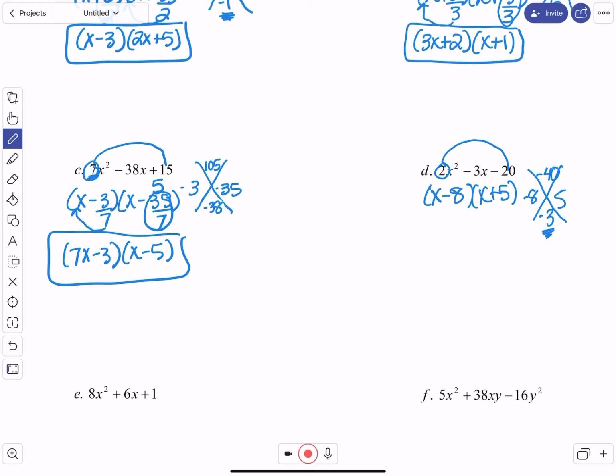And we divide by 2. 8 divided by 2 is going to be 4. So we get x minus 4. This doesn't reduce, so bottoms up: 2x plus 5. All right, moving on.